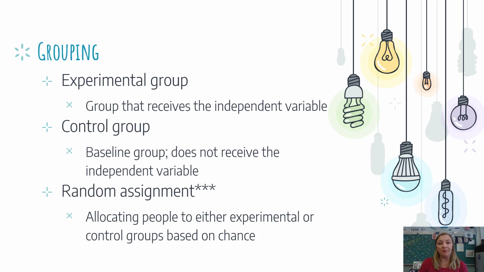In order to put people into the experimental and control groups, we do need to use random assignment. And random assignment is when we are allocating people to either group based on chance. Every person should have an equal chance of being in either group. This is super important. If we do not have random assignment, we cannot consider the study a true experiment.